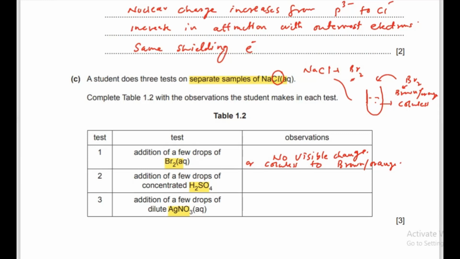Addition of a few drops of concentrated sulfuric acid. Now, if we add the concentrated sulfuric acid, we know that the concentrated sulfuric acid reacts with the sodium chloride to make sodium hydrogen sulfate plus HCl.